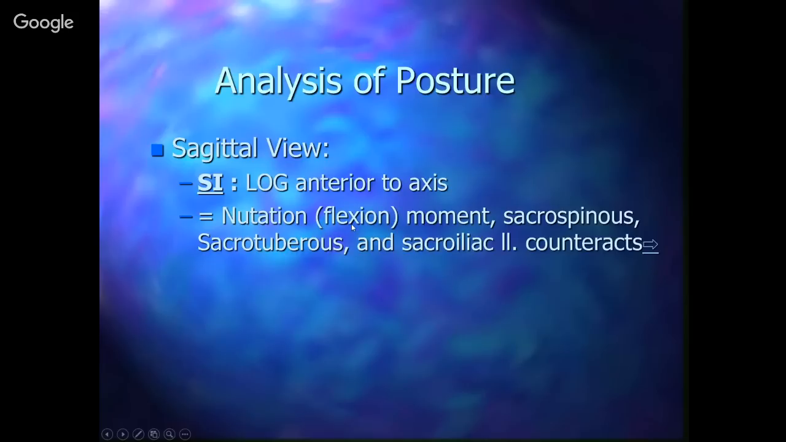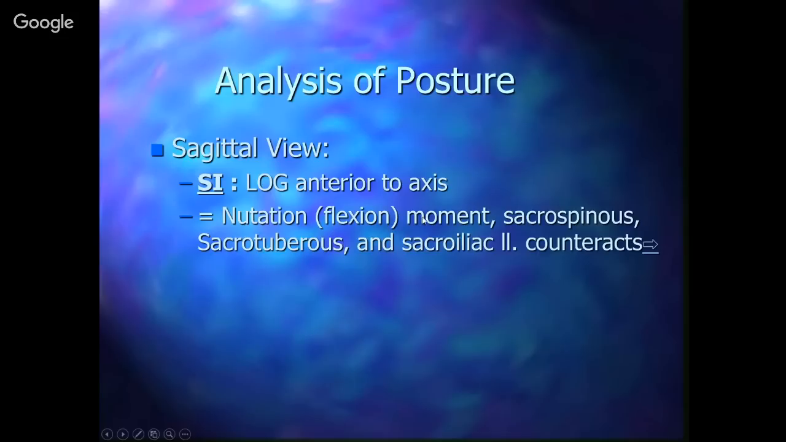So it's not really any different. It's moving forward, but it's just a different term. So if the line of gravity is anterior to the axis, there's a flexion moment or a nutation moment. Therefore, I need something on the posterior side, right? Flexion is anterior, so I need something on the extension or the posterior side.